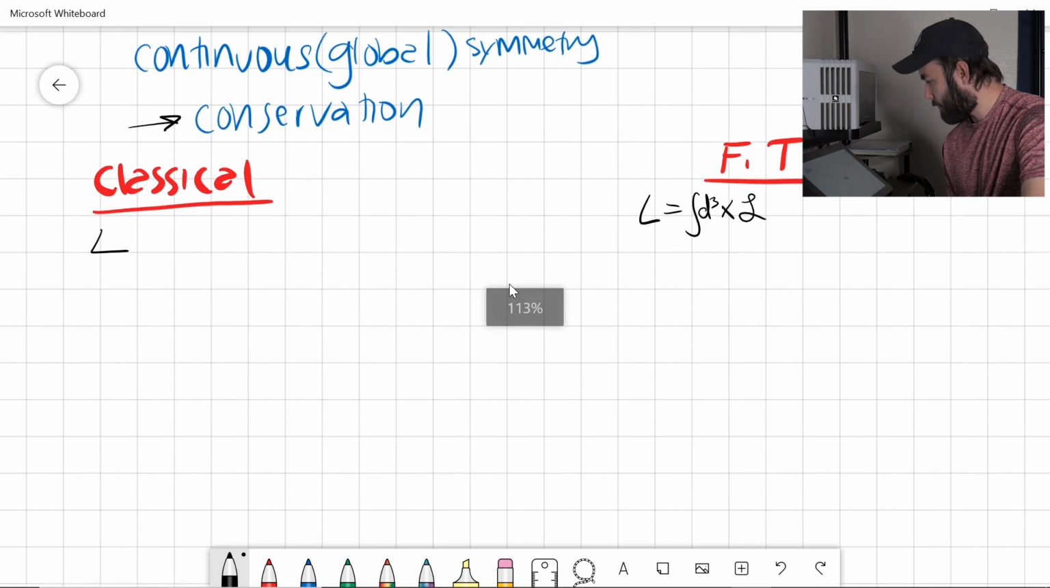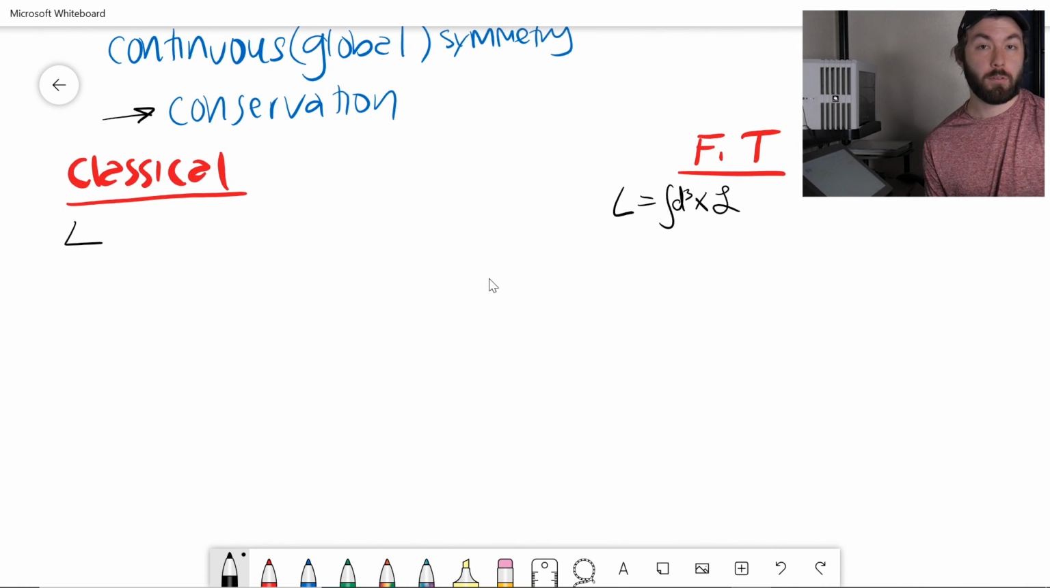Now, just like most things in physics, the equations that describe them should satisfy the principle of least action. Let's go ahead and define the action.